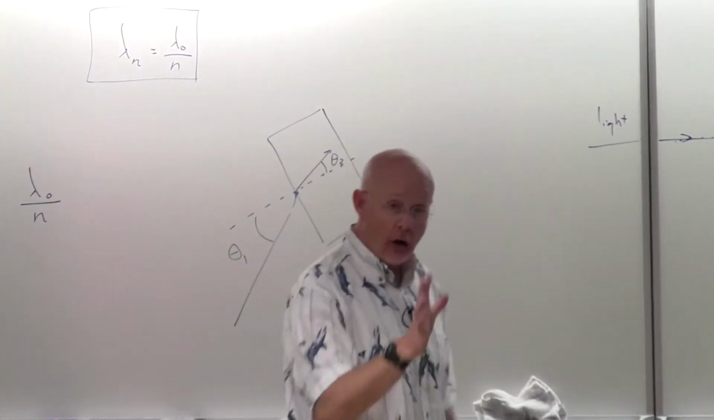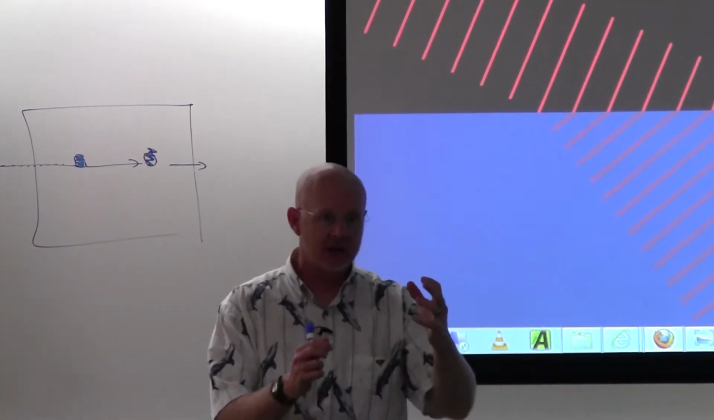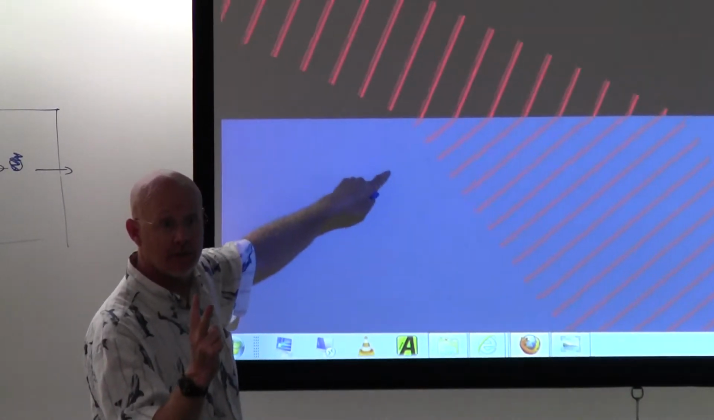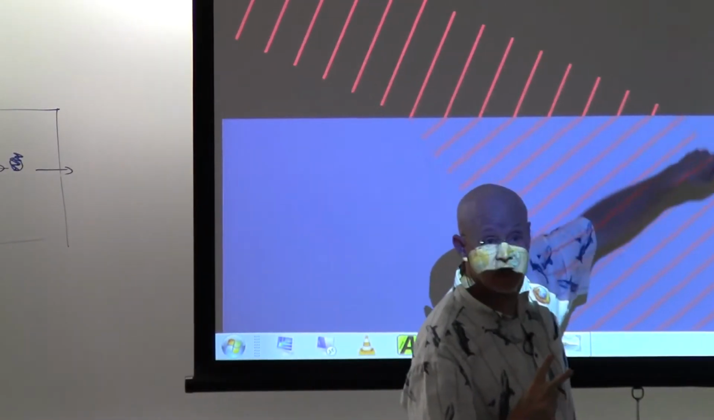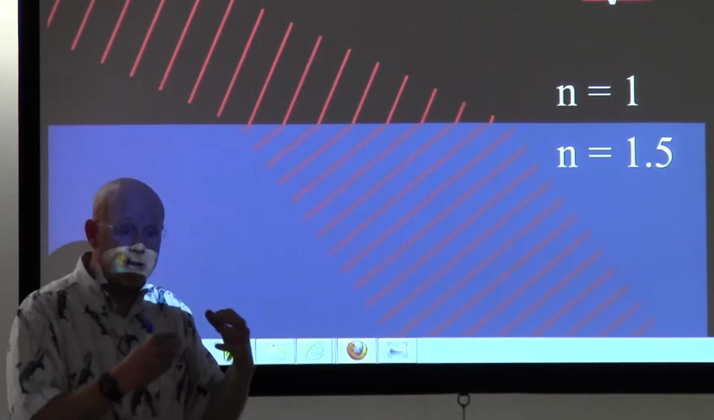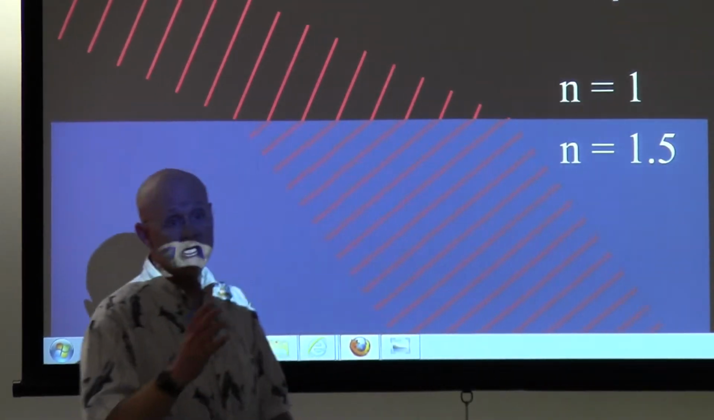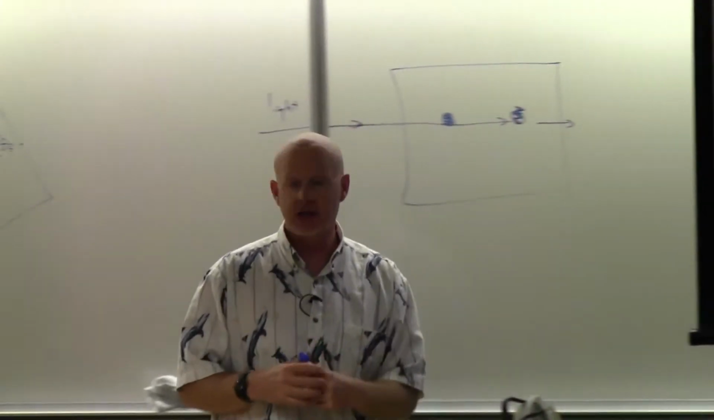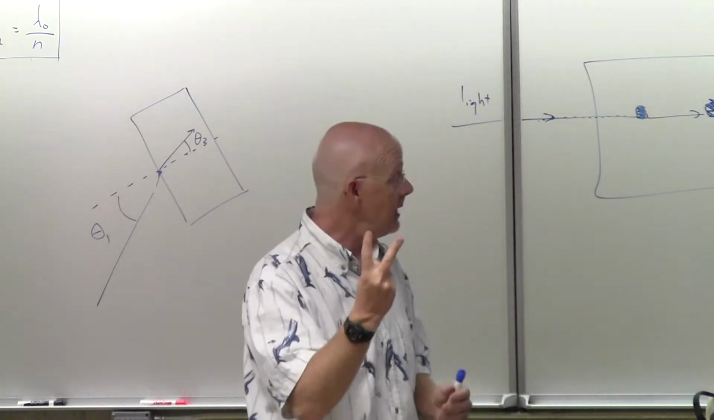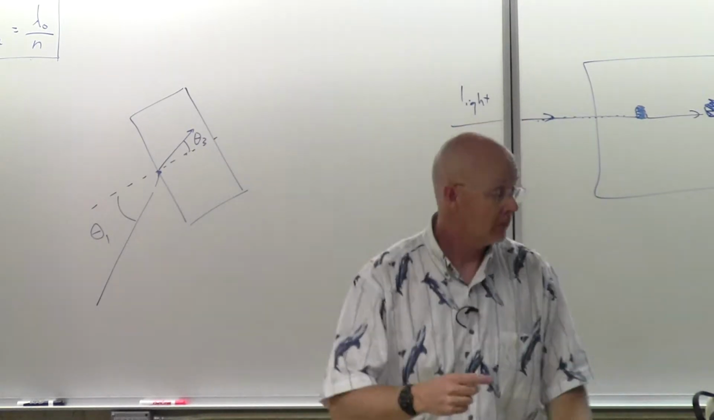Hopefully you will see here that the amount of bending depends on two factors. That's what I want you to get. The first factor is how much its speed changed, and that's going to be the difference in those indices. The second factor is what angle it was incident onto that material. You're going to see our equation here in just a second, and it'll depend on both those factors, the indices and the angle that it came in at.